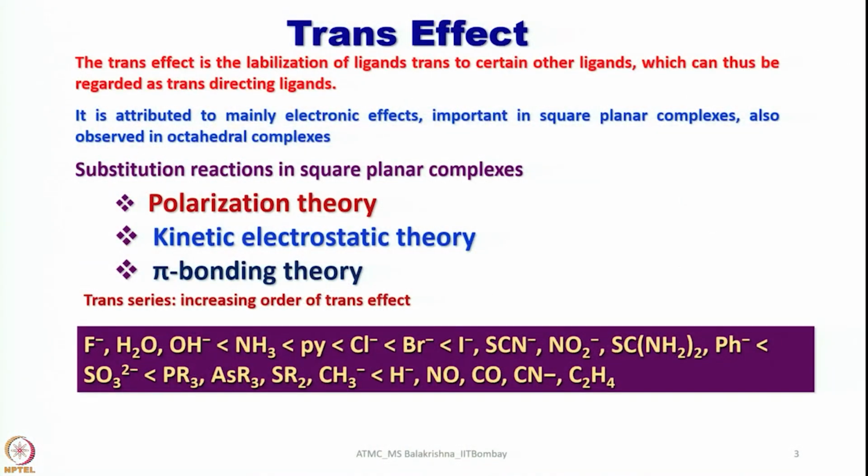Now, all these 3 classes of ligands need 3 different types of trans theories to explain the substitution reactions. Those 3 are the polarization theory, the kinetic electrostatic theory and the pi bonding theory. Of course, you should remember I did mention the trans effect order. This is the trans effect series you can see here. For example, if OH minus is there, it can be readily replaced by NH3, and it goes like this. Now, let us understand one theory at a time and which theory is applicable for what class of ligands. First is the polarization theory.